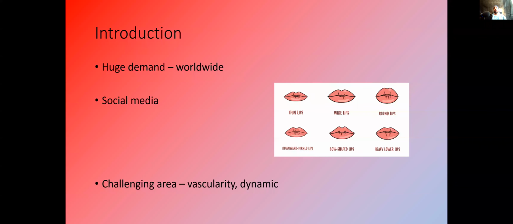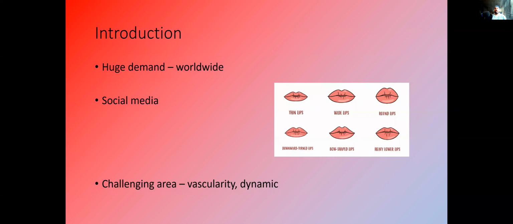As a general introduction, there's a massive demand for lip filler. And this is a worldwide thing. Yes, some countries are slightly behind others, but it's not just the Western world we're talking about here. Even in the Far East, whether it's China, India, Australasia, it's a huge thing worldwide to have voluptuous lips, or symmetrical lips, or enhanced lips in one way or another. And a huge reason behind this is social media, whether it's the Kardashians or Hollywood stars.